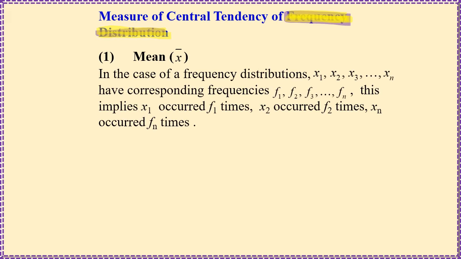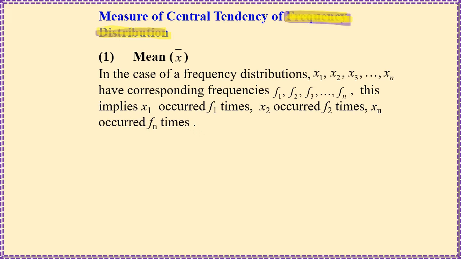Okay. So, measure of central tendency of frequency distribution. So, here we have the frequency distribution. It will be different from the previous type of ungrouped data. How is it different? Because for this type of data, they give you not in raw data, but in table form. So, this is how we find the mean.